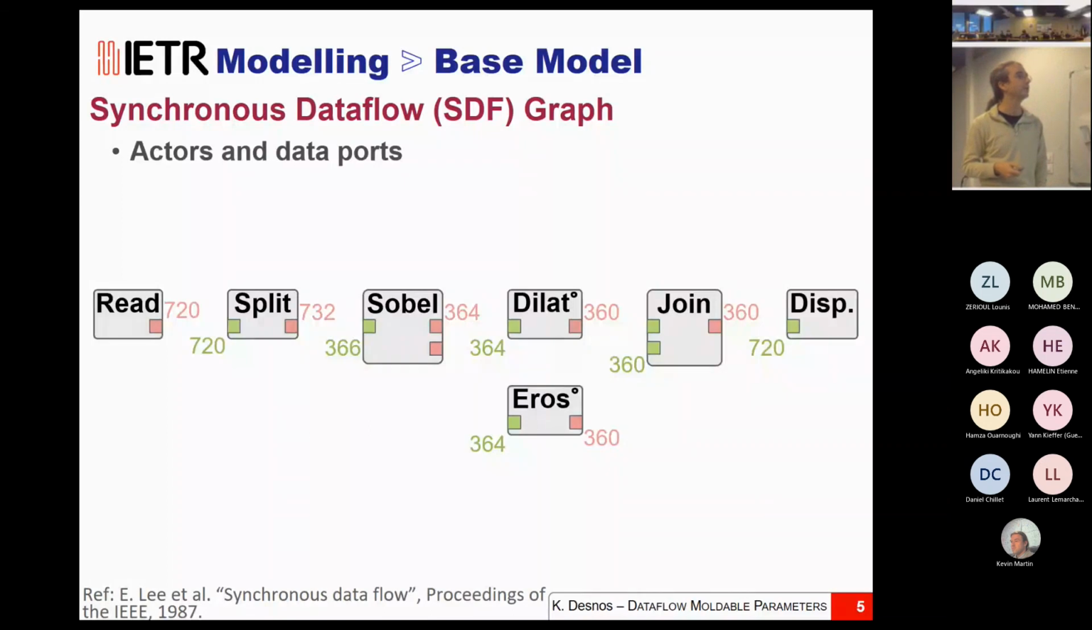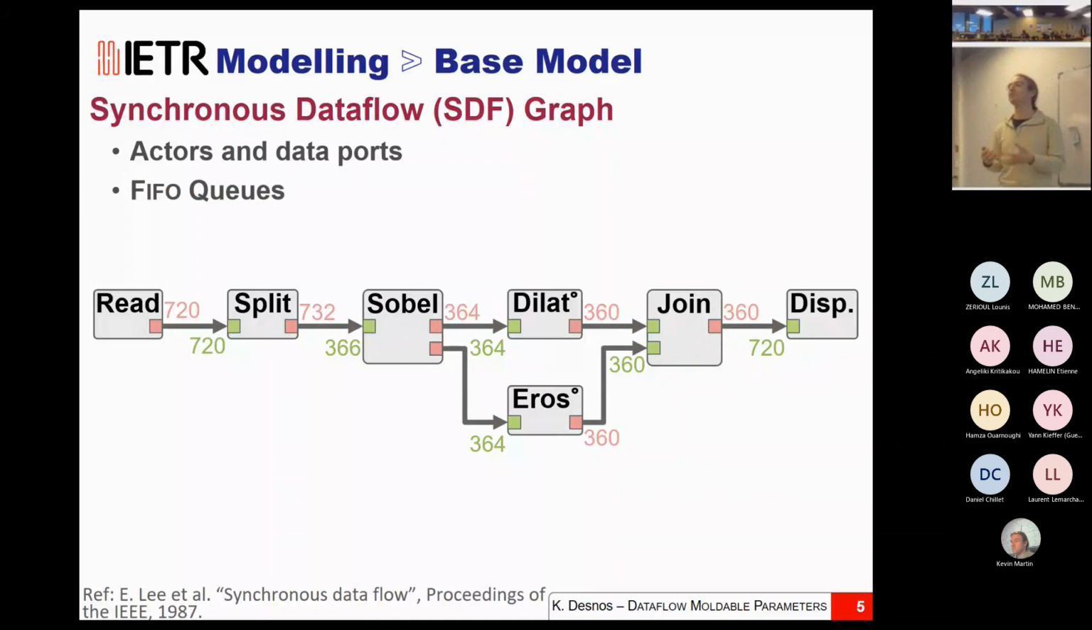So here, for example, the Moldable actor in the middle will consume 366 lines of pixels, and it will produce 364 lines of pixel on each output port. So this is the model of computation. In order to transmit the data between the different actors of the application, you need a set of first-in, first-out queues that transmit the data from one actor to the next. So this is our model of computation.